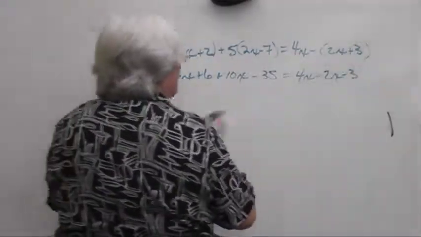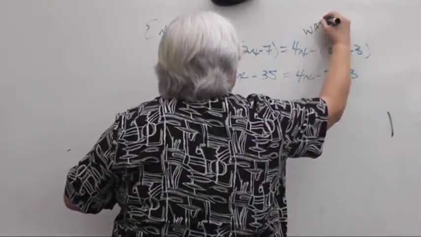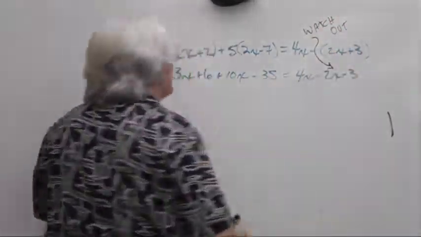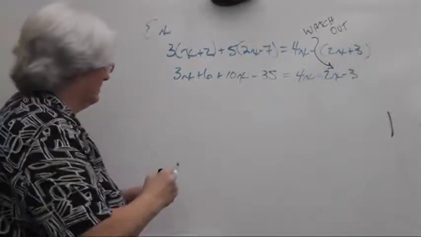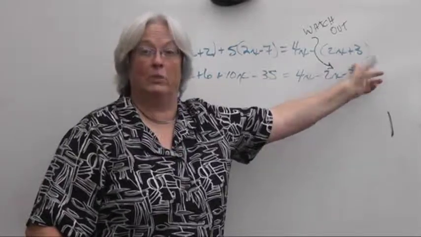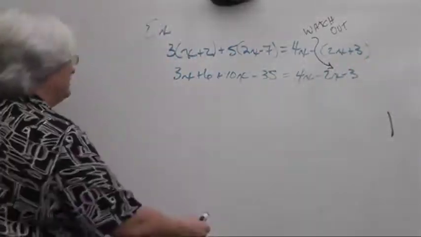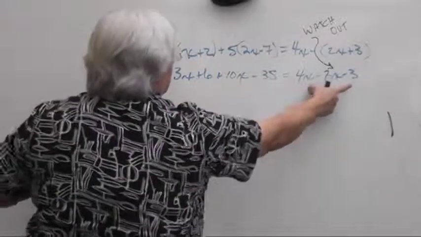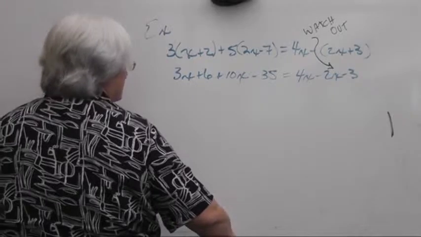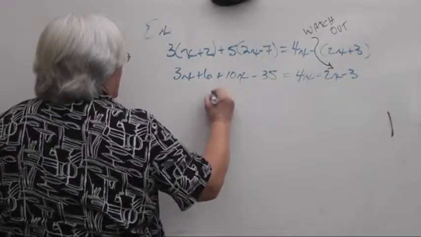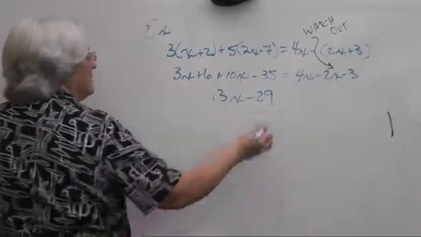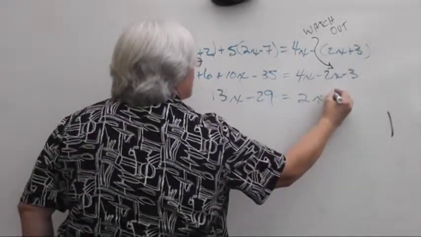Be careful. Watch out for those negative signs. Make sure you don't drop the negative sign. You cannot just remove the parentheses because then you'd have a positive 3, wouldn't you? It's not what you need. Combine like terms on both sides of the equation. 3x plus 10x is 13x. Negative 35 plus 6 is negative 29 is equal to 2x minus 3.